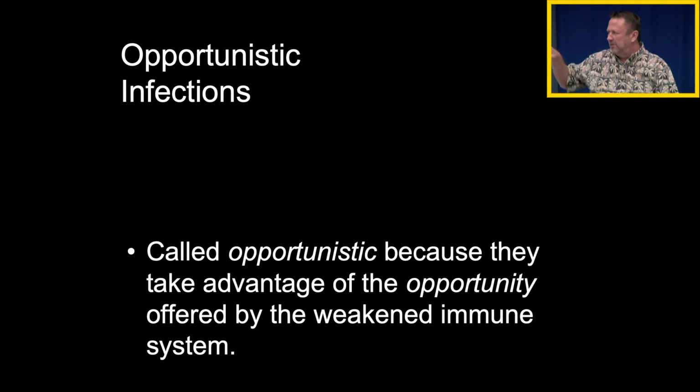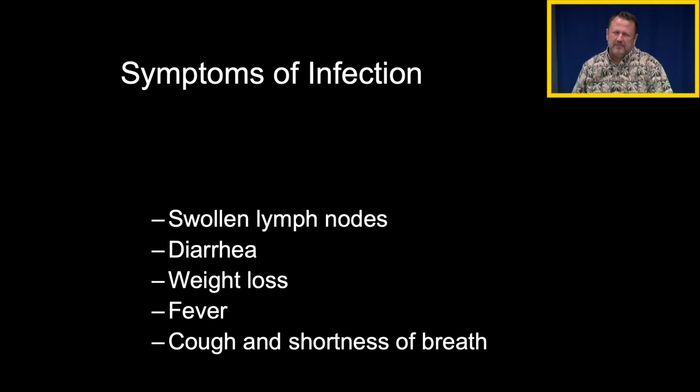And so we can call them opportunistic infections in the AIDS population, but we wouldn't call it an opportunistic infection when we see it in the normal population. So keep that in mind. There are other infections that we do not see in the normal population that we'll only see in the HIV and AIDS population. So what are some of the symptoms of infection?